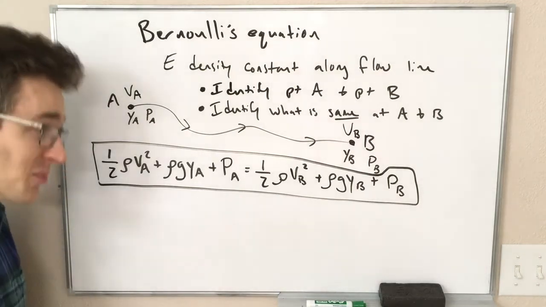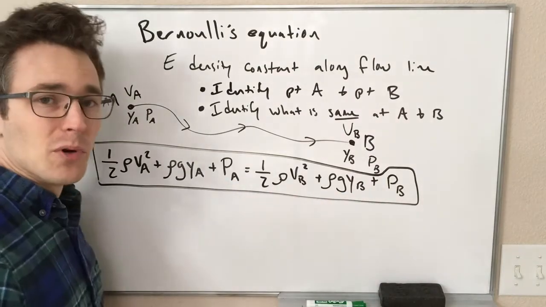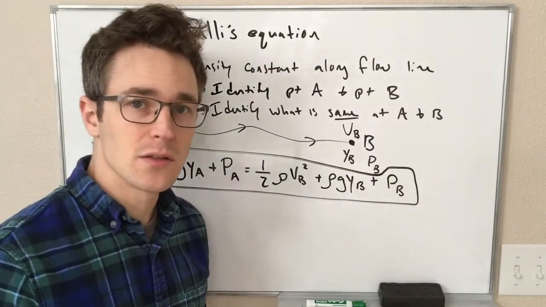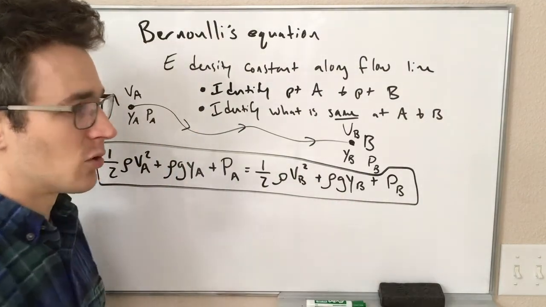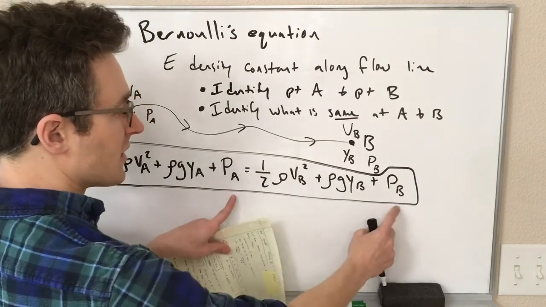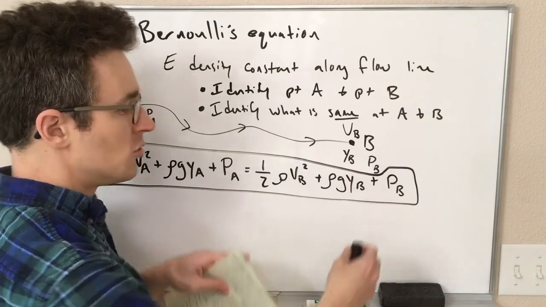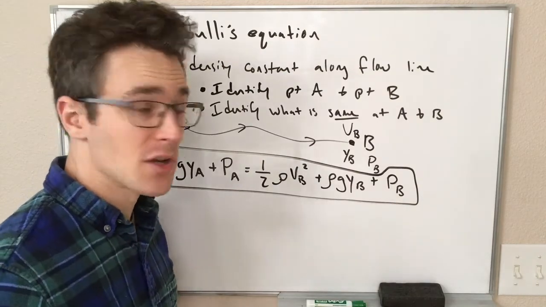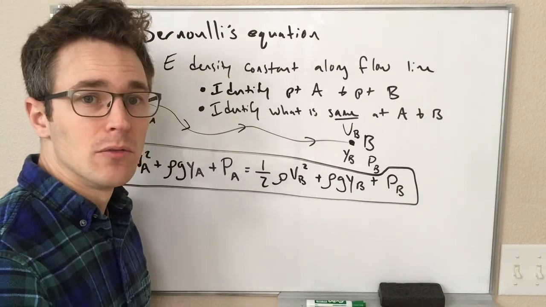One other thing to point out is, we've had these pressures here, and we've learned about both total pressures and gauge pressures. And should these be total pressures or should these be gauge pressures? The answer is it doesn't matter as long as they are the same. So if you're measuring two gauge pressures, that's okay as long as they're measured relative to the same environment, right?